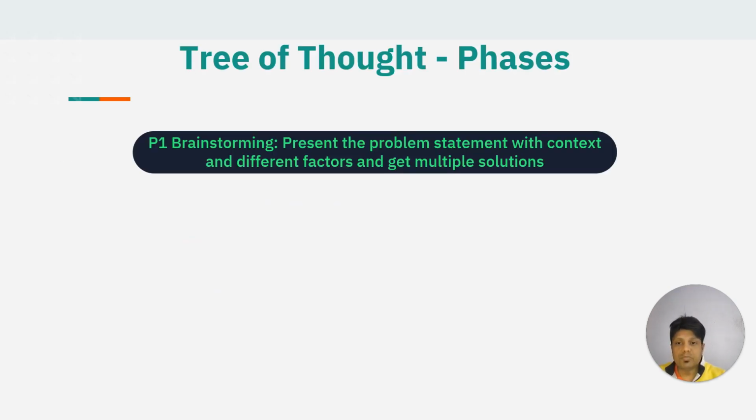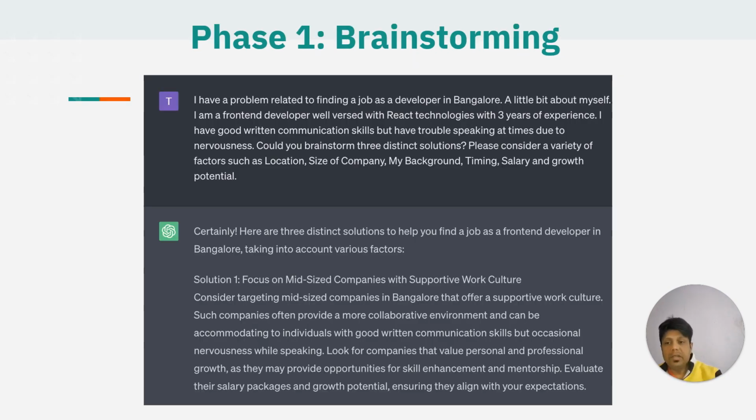So the first phase is brainstorming. You present the problem statement with a context and different factors, and then you ask ChatGPT to get multiple or all possible solutions for that problem. So for example, you gave this problem that, I have a problem related to finding a job as a developer in Bangalore, and you told ChatGPT about yourself that you are a front-end developer and versed with React technologies with 3 years of experience. You said that I have good communication skills but have trouble speaking at times due to nervousness.